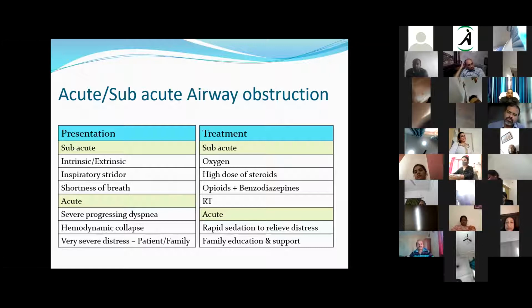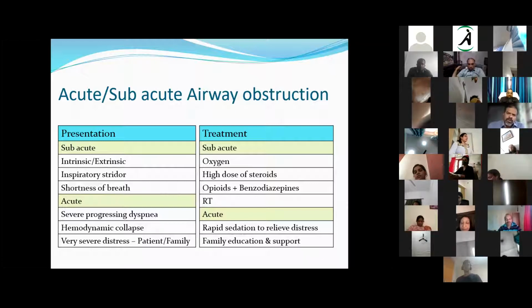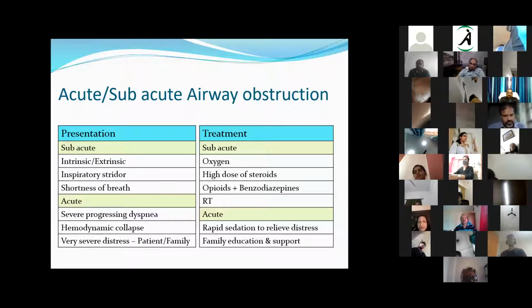Take a radiation oncologist's opinion on whether this mass can be radiated so that decompression may occur. In acute setting, always try whether this airway can be secured or not. And at any point of time, always try to relieve the distress, or palliative sedation if the patient is in end of life care. And education of the family and support to the family is a very important part, because a caregiver or a surrogate can't bear to see their patient in such an event.